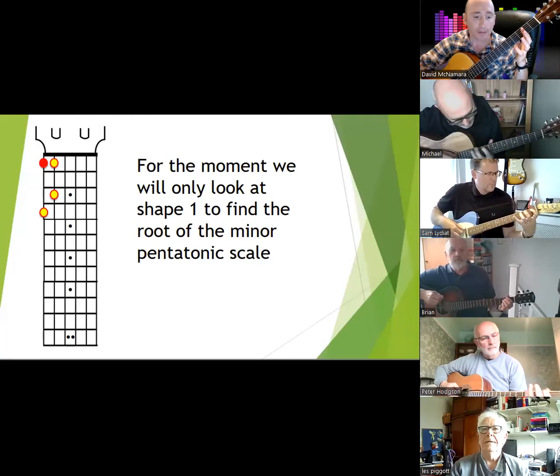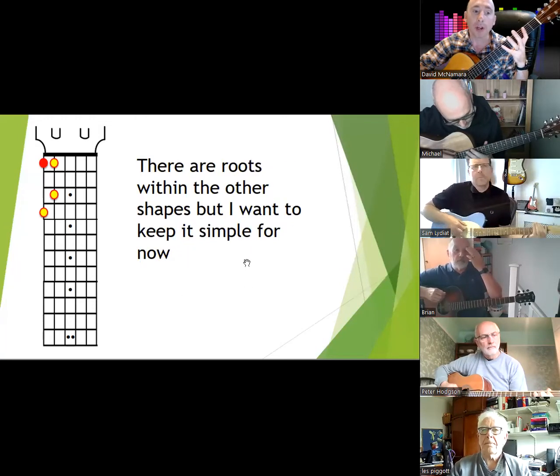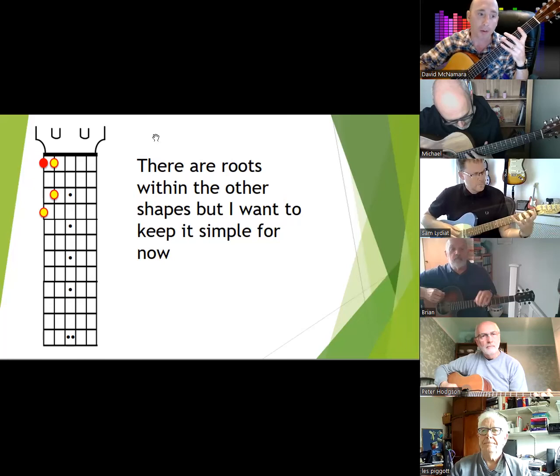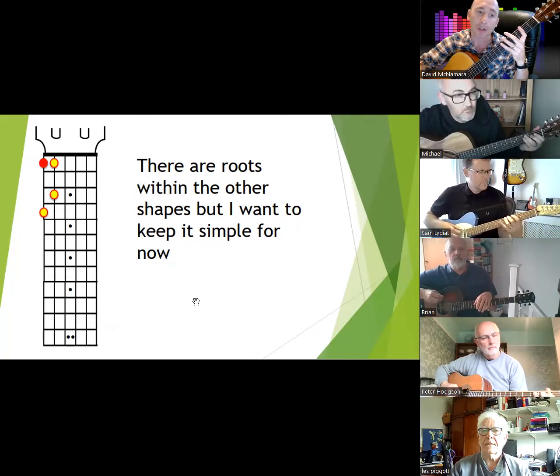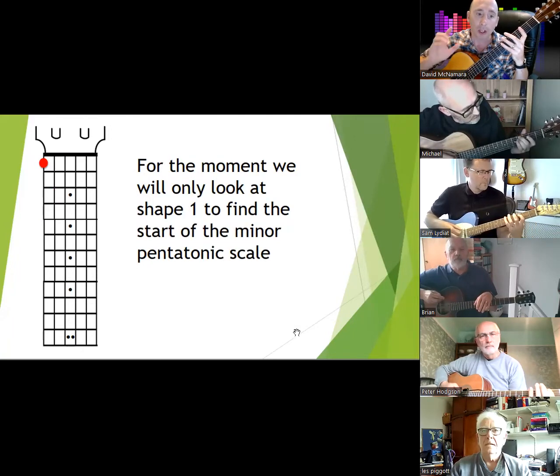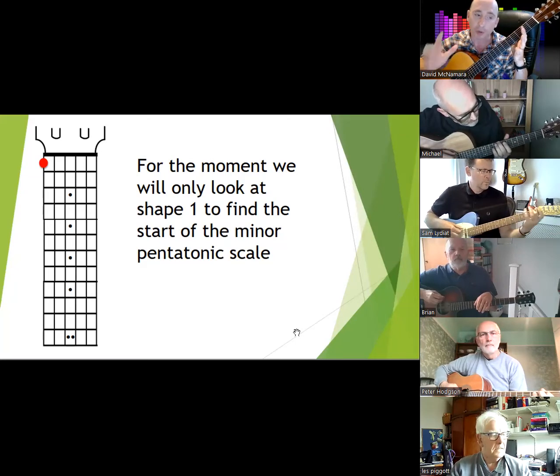Now there are root notes within the other shapes. So from 1 to 5, when I lay out all 5 shapes, there are different root notes in there. But for the moment, we'll only look at shape 1 to find the start of the minor pentatonic scale, because I just want to keep it simple, okay? Just keep things simple.